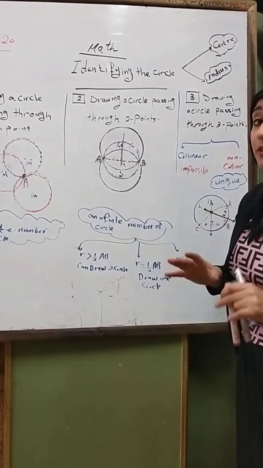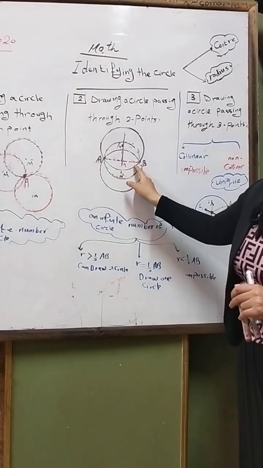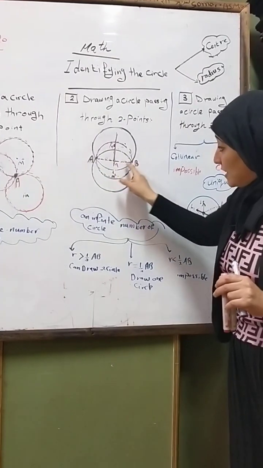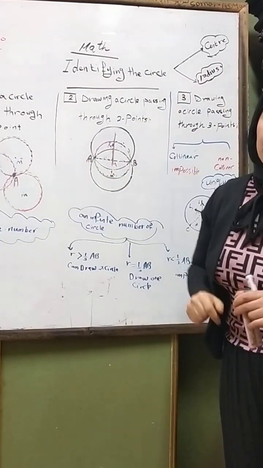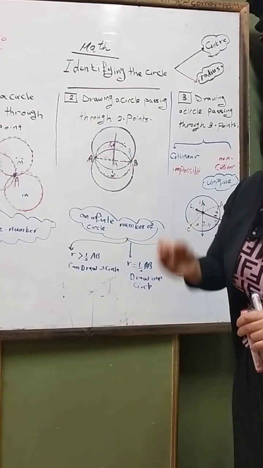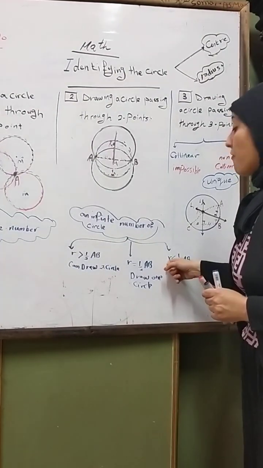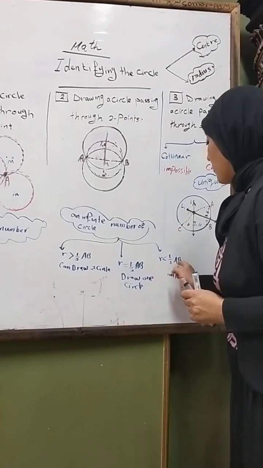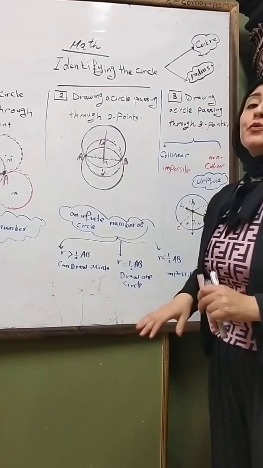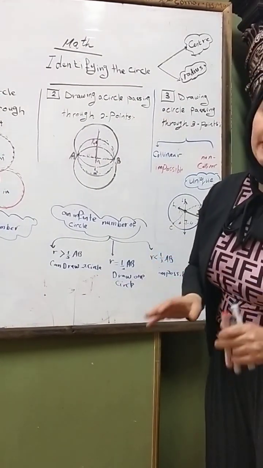There is an equality relation between half the length of AB and the length of R. The length of R equals half the length of AB. It means half the length of AB is R, so here we can draw one and only one circle. And the third relation is what? If R is less than half the length of AB, then it is impossible to draw any circle.